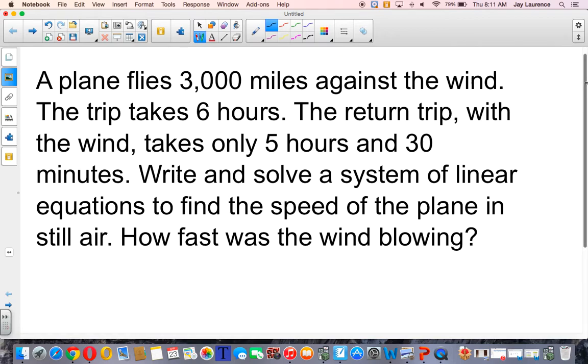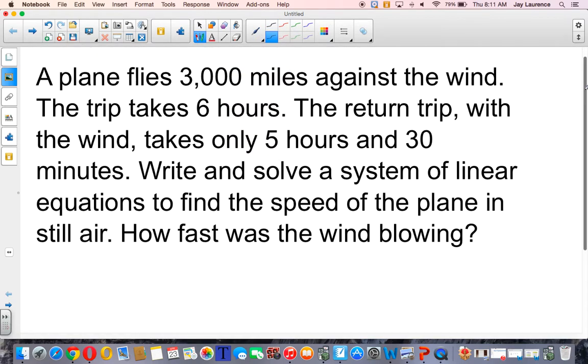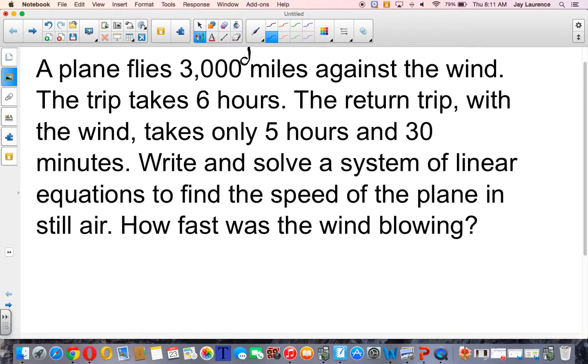All right, well, you guys were getting pretty good at these. We haven't done them in a couple days. Let's make sure we haven't lost it. We know that we've got a distance of 3,000 miles. This is a time. This is a time, except you can't use 5.30. That doesn't make any sense. 5 hours, 30 minutes is 5.5.